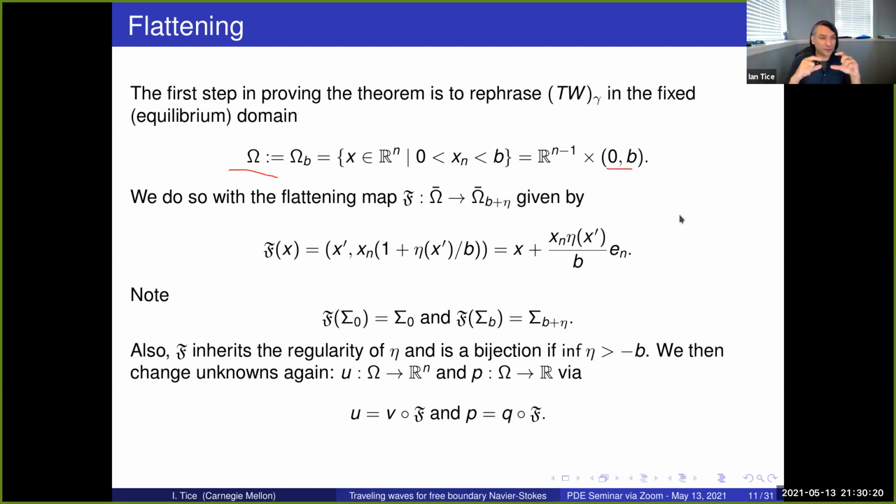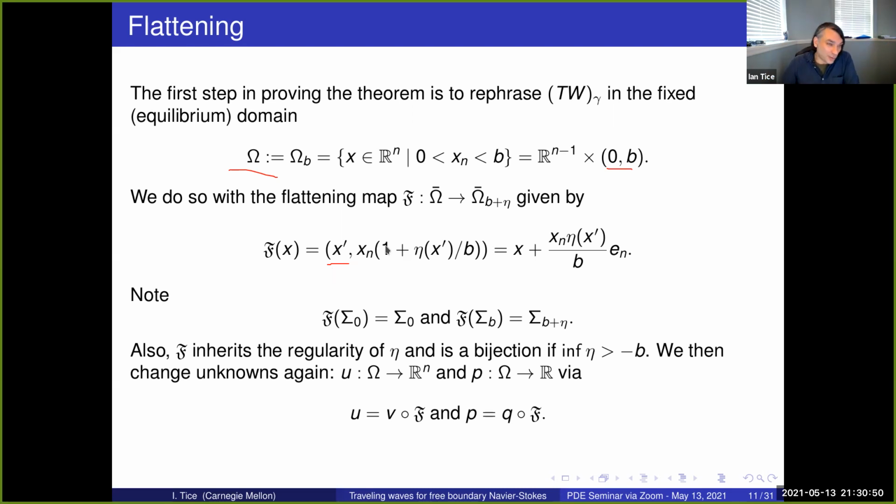And the way that we're going to do this change of variables is in the absolute simplest possible way. We're just going to take each of the vertical fibers that lie above a point on the cross section, and we're going to do a linear distortion of that fiber from the set 0 to b into the set 0 to b plus eta. So we just make a linear change of variables in each of the vertical directions. We do nothing at all in the horizontal direction, and this will be what we will call our flattening map F.